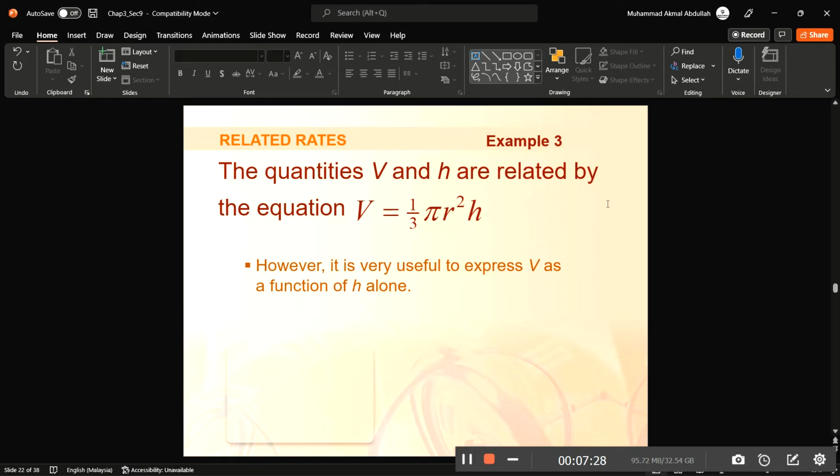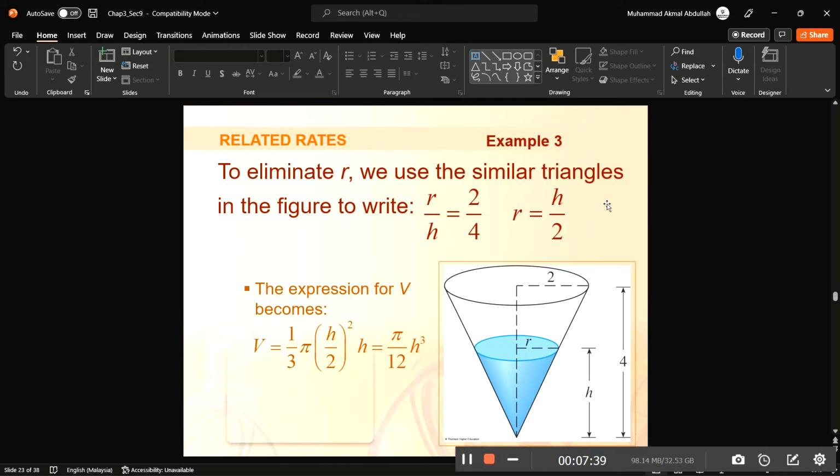Then we relate the V and h into the equation of cone, which is V equal to 1 over 3 pi r square times h. Then we eliminate r using the similar triangle of the figure to write r over h equal to 2 over 4, which is r equal to h over 2. Then we express the V into the formula. Then we got V equal to 1 over 3 pi in bracket h over 2 close the bracket power of 2. Then we got V equal to pi over 12 h cube.